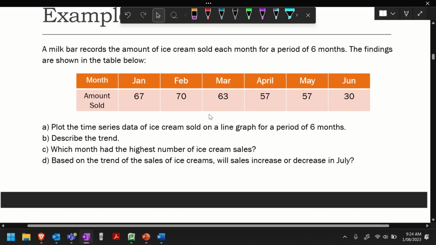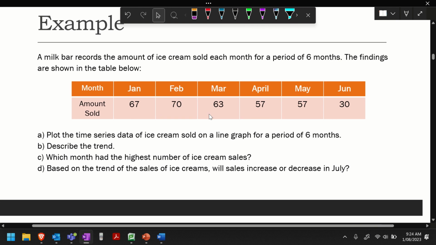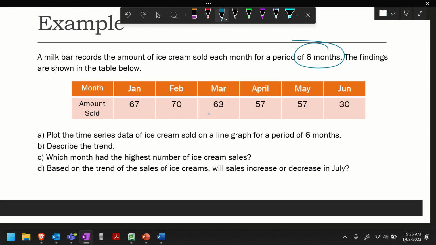Here's an example that we'll look into. See if we can do. So a milk bar records the amount of ice cream that they sold each month for a period of 6 months. Okay, so it's the 6 months starting from Jan, and their findings are shown below. All right, so first question, there's 4 questions here we need to look at. We need to make a time series for it, and then describe the trend, which month has the highest, and then make a prediction on how many ice creams might be sold in July.